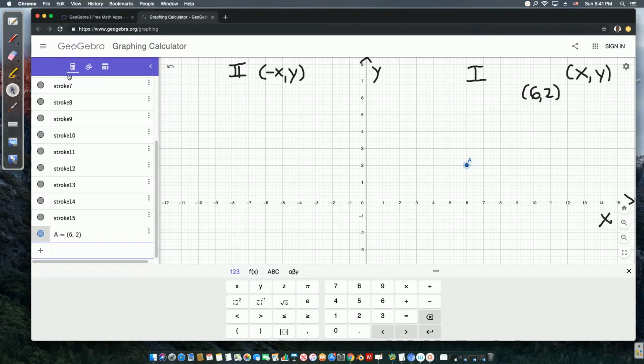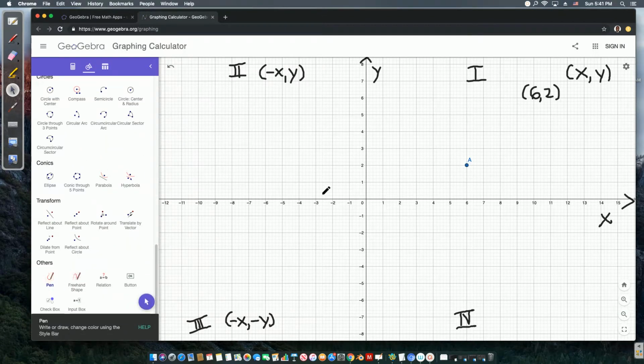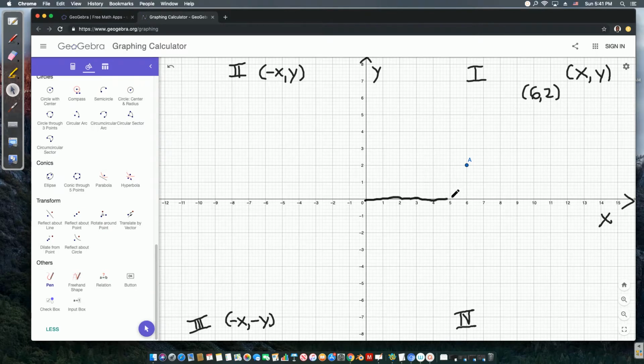Starting at the origin, the point is to the right of the y-axis. Remember, the x value represents the distance of the point from the y-axis. So starting at the origin, going towards the right, we show 1, 2, 3, 4, 5, 6. Then for the y value, we said that y represents the distance from the x-axis up to the point.